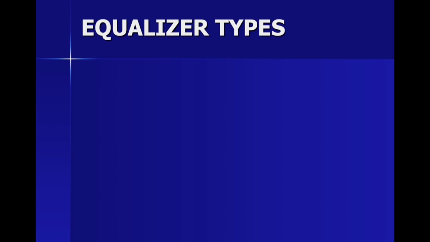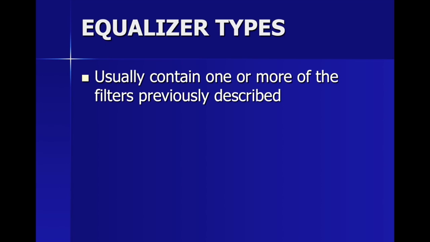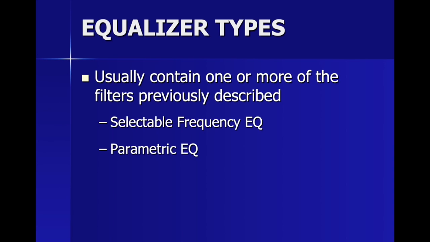Okay, now we're going to take those different filter types and we're going to put them into a specific type of equalizer. These are going to mix and match different types of the filters that we've just talked about. And the kinds we have to choose from are selectable frequency EQs, parametric EQs, graphic EQs, and a notch filter.